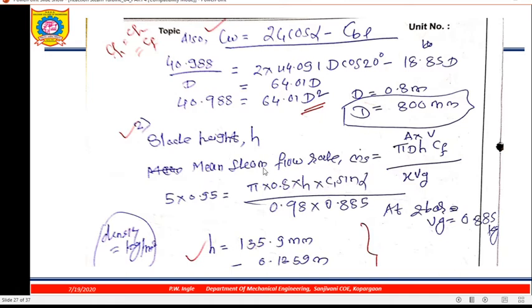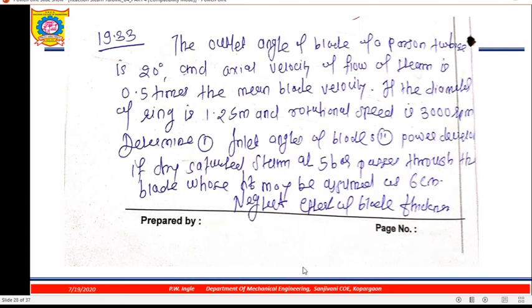Then blade height. So mass flow rate, I told you it is what? Rho into Q. Okay. So it is pi D H CF upon x into Vg. So you are getting the value of H also.